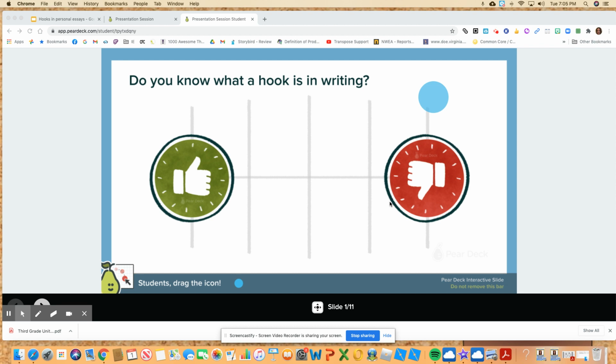So in Peardeck, this is the first slide the students see, and they have to move the chip to see do they know what a hook is in writing. So they can move it to where they see. And from the teacher dashboard, you can see all the student responses, which is a great tool for Pear Deck.